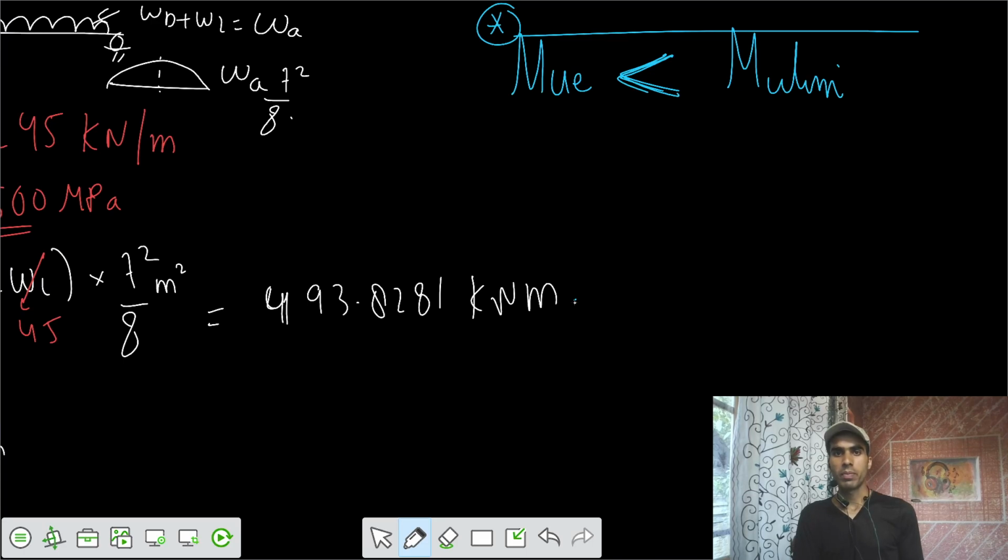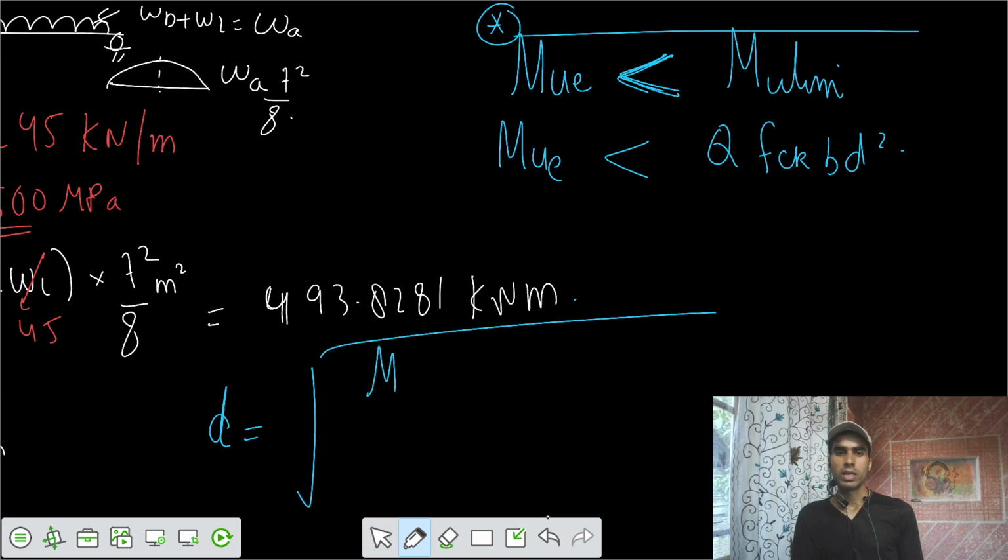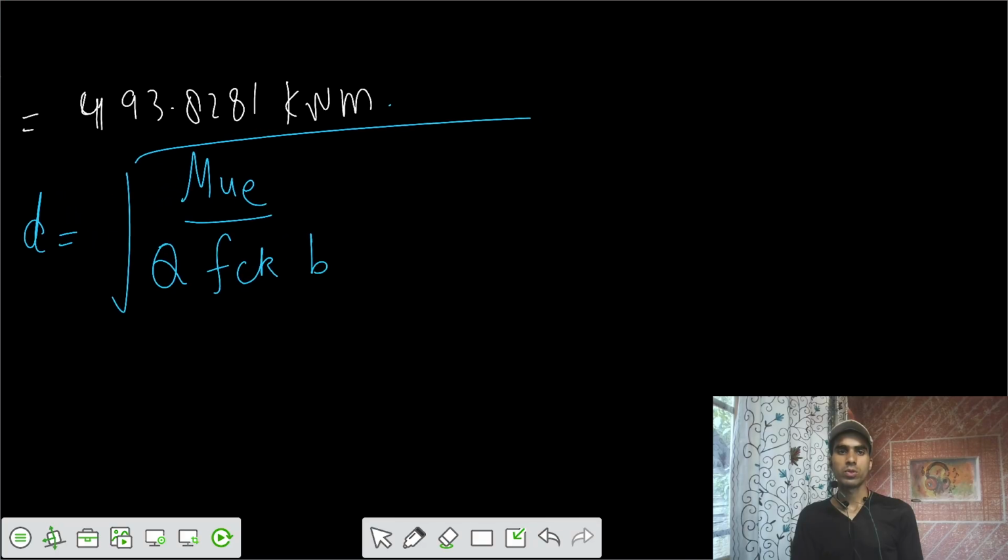So if there is some external bending moment, that should be lesser than Q times fck b d square. And we already know what the equation is. Then finally we write that d should be root of Mu by Q times fck b. So you substitute those values.